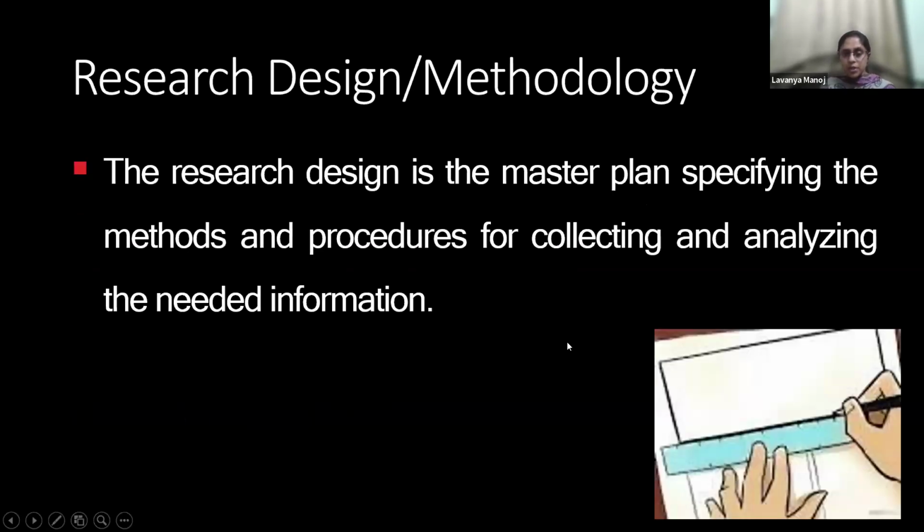Research design is the core concept of research methodology. It is a master plan specifying the methods and procedures for collecting and analyzing the needed information. To go ahead with any project or plan, you need a design. You need a design plan in the initial stage, and based on the design plan you will go on with all the factors.